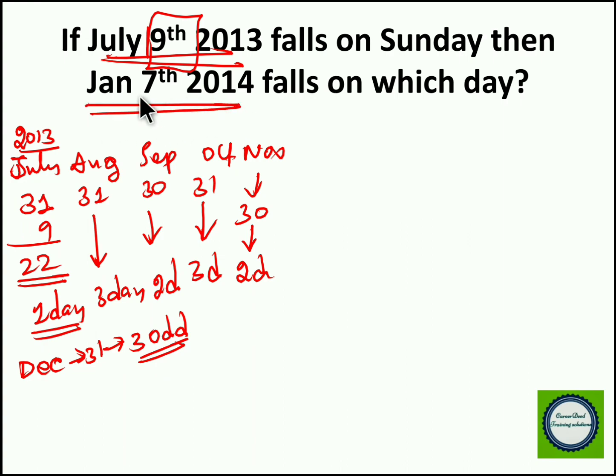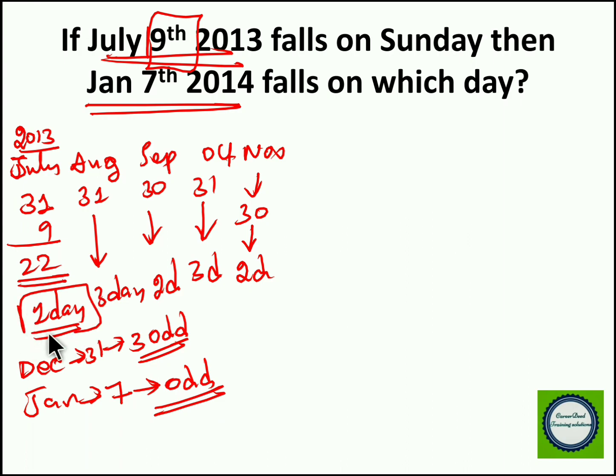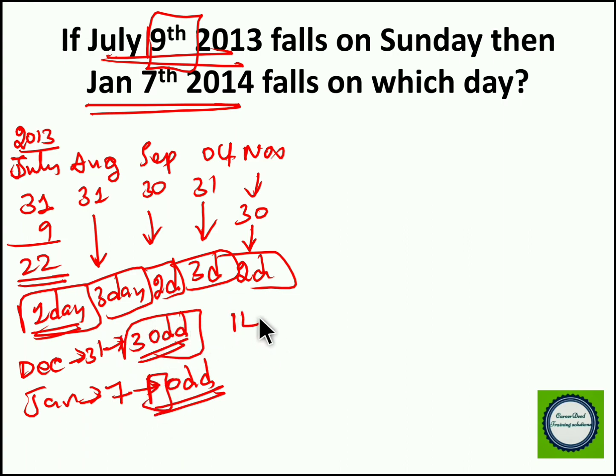See, in January 7, 2014, you should not take the complete 31 days. You have to consider the days up to 7th. So in January 2014 you have only 7 days, and in 7 days you don't have any odd days. So it's 0 odd days, right? Now 1 plus 3 plus 2 plus 3 plus 2 plus 3 plus 0. When you add it, you totally get 14. So in 14 days you don't have any odd days. While dividing by 7 you get 0 odd days.